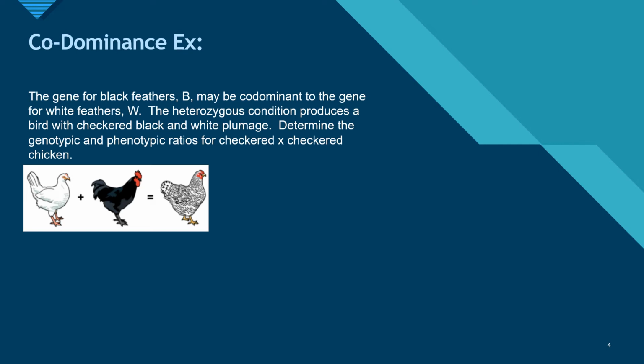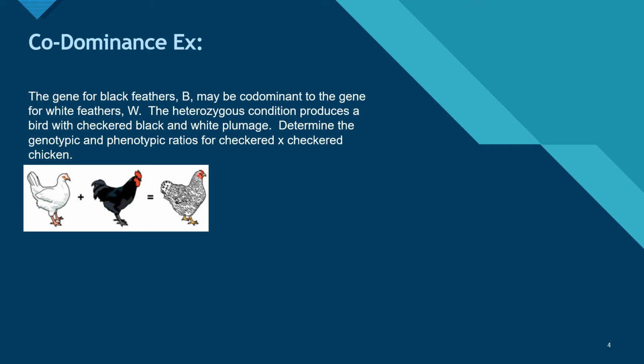The heterozygous condition produces a bird with checkered black and white plumage. So we know that this is codominance because we have, like the picture shows, a white bird crossed with a black bird, and that's going to give us a black and white bird. So it's just like that pink and white flower that we saw. Determine the genotypic and phenotypic ratios for a checkered mixed with a checkered chicken.